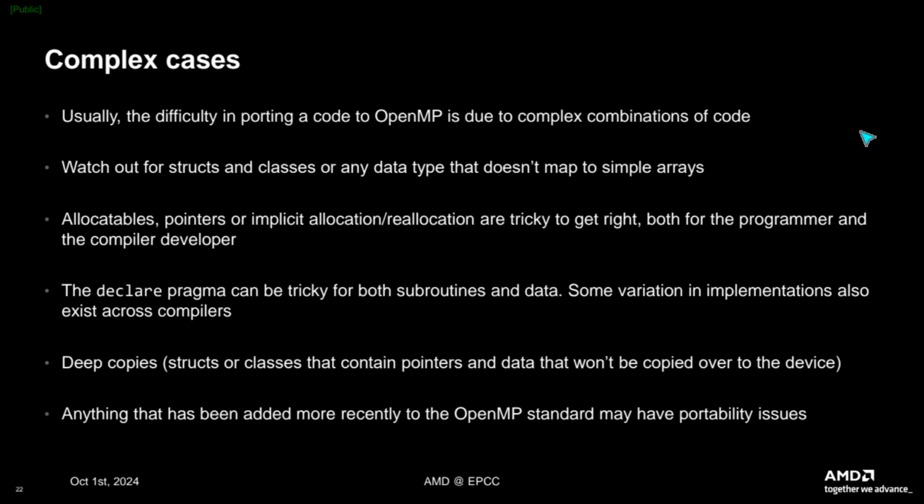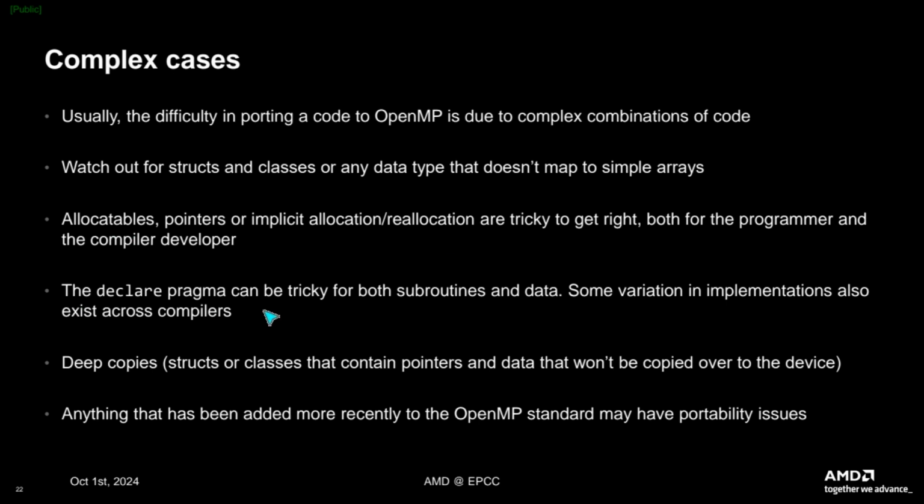So, complex cases. Usually the difficulty in porting a code to OpenMP is due to the complex combinations of codes, loops, functions, everything. So what we have to watch out for is structs and classes or any data type that doesn't map to simple arrays. All of the examples we've had up to this point have just been simple arrays. So allocatables, pointers, or implicit allocation, reallocation are tricky to get right, both for the programmer and the compiler developer.